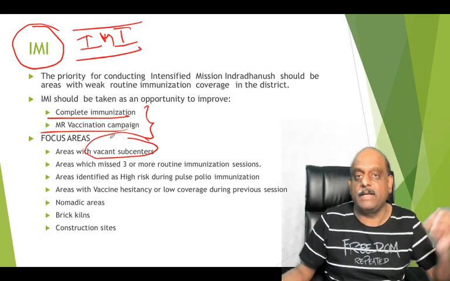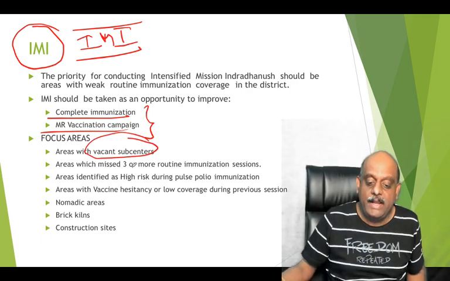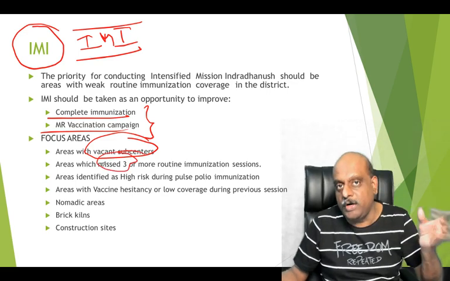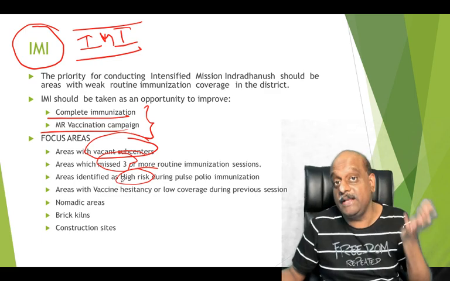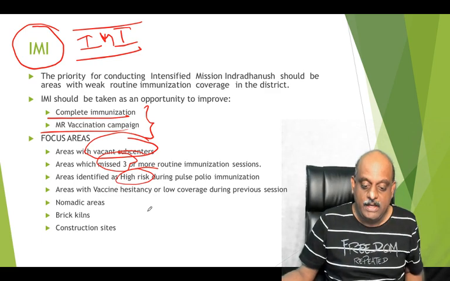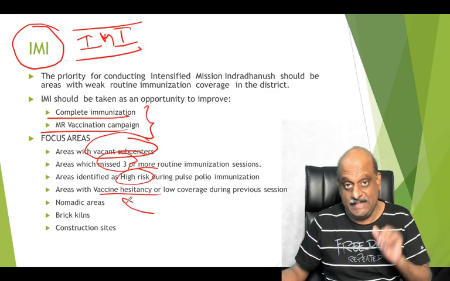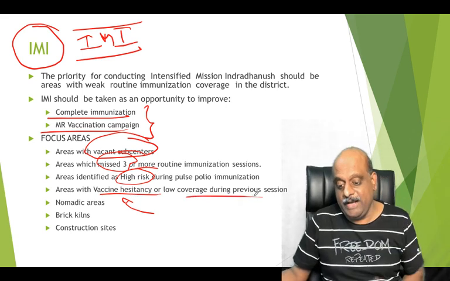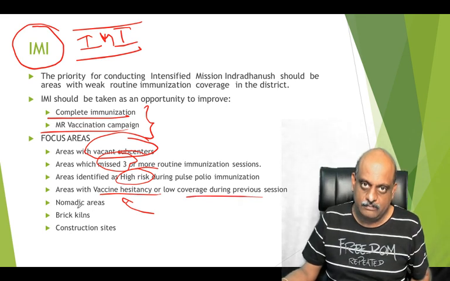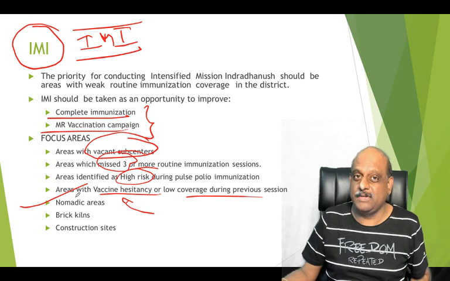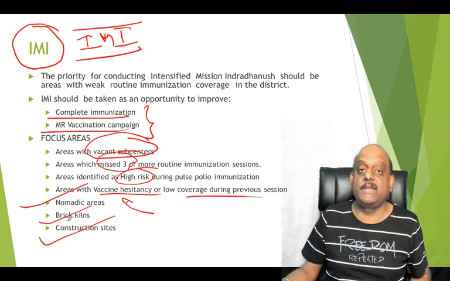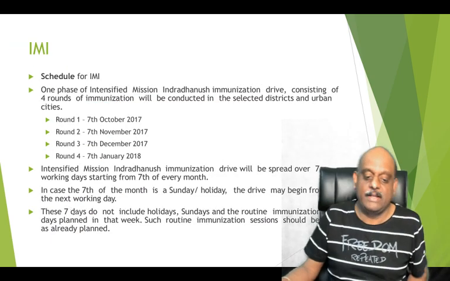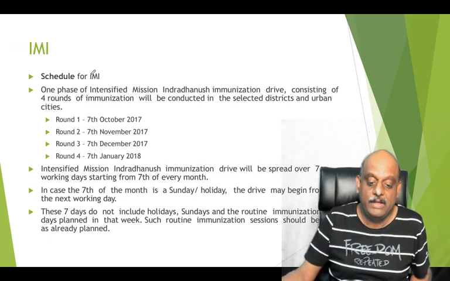Areas with vacant subcenters, areas which missed 3 or more routine immunization schedules, areas identified as high risk during pulse polio, areas with vaccine hesitancy, low coverage during previous session, nomadic areas, brick kilns, construction sites, they are the focus areas.